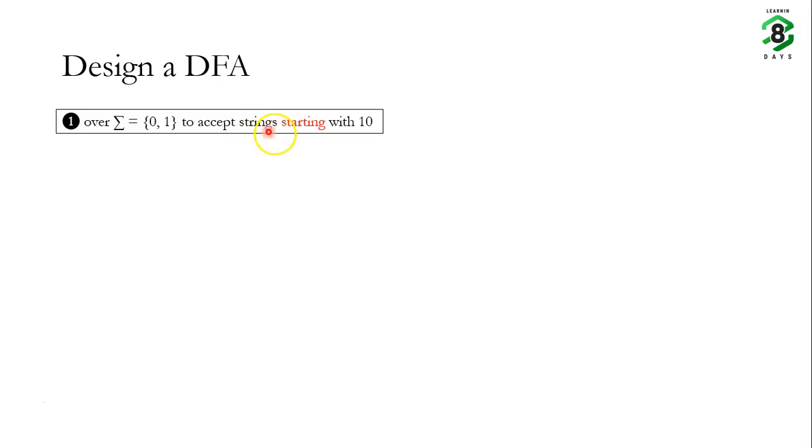The question says the DFA should accept strings starting with 1, 0. So all possible strings which start with 1, 0 will be accepted by our DFA. For example, string 1, 0 itself will be accepted, right? 1, 0, 0 also starts with 1, 0. Similarly, 1, 0, 1, 1, 0, 0, 0, 1, 0, 0, 0, 1, and so on. All strings starting with 1, 0 will be accepted by our DFA.